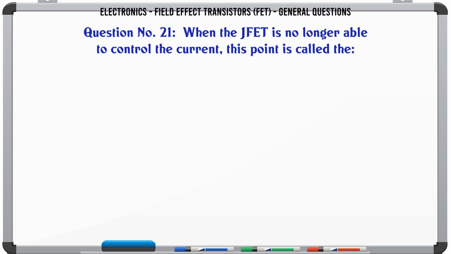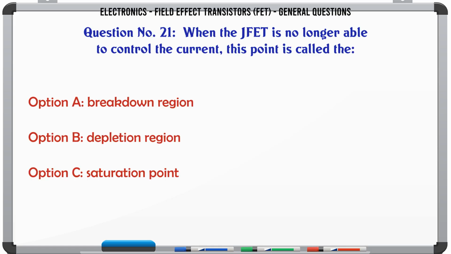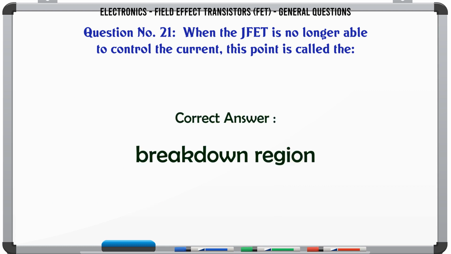When the JFET is no longer able to control the current, this point is called the A. breakdown region, B. depletion region, C. saturation point, D. pinch-off region. The correct answer is breakdown region.